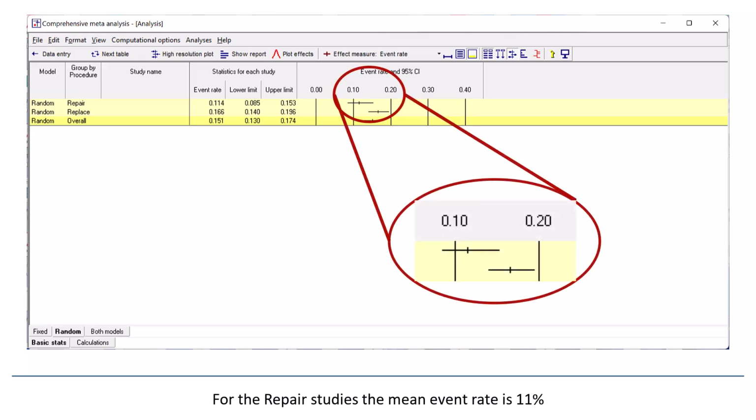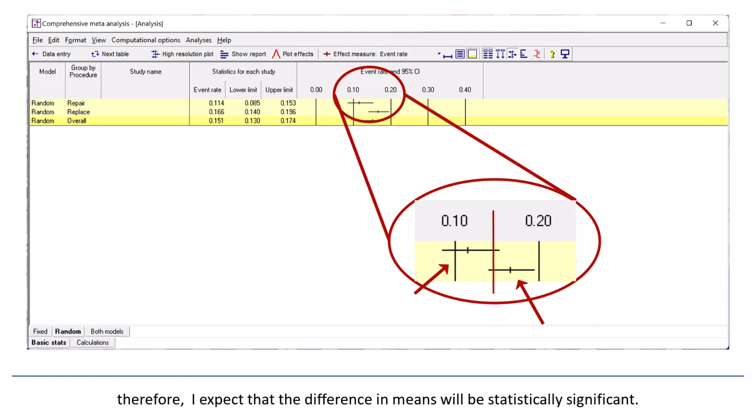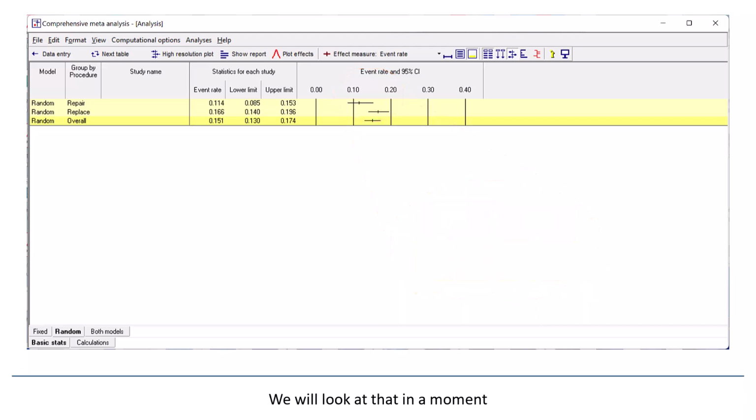For the repair studies, the mean event rate is 11%. For the replace studies, the mean event rate is 16%. I think it's clear that the difference is clinically important. And additionally, I can see that there is relatively little overlap between the two confidence intervals. And therefore, I expect that the difference in means will be statistically significant. We'll look at that in a moment.